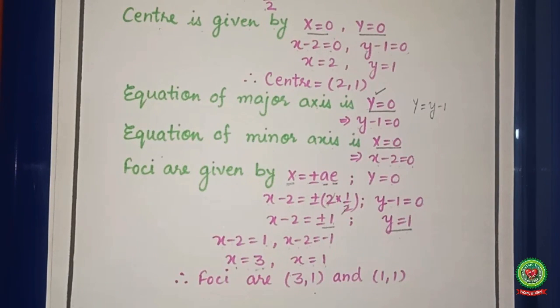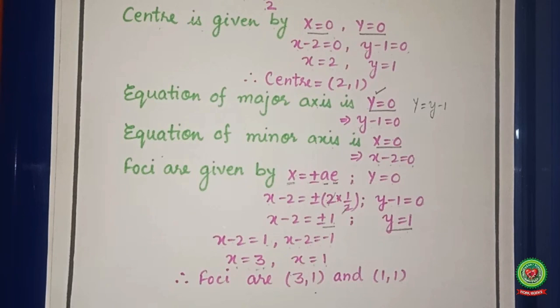In this way, you can reduce the given equation to the standard form of ellipse and apply the properties related to the standard ellipse. Students, I hope the topic is clear to you and you can solve the sums related to the topic given in your SNAP homework.